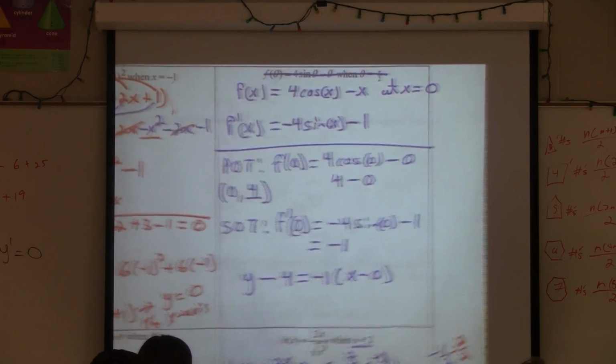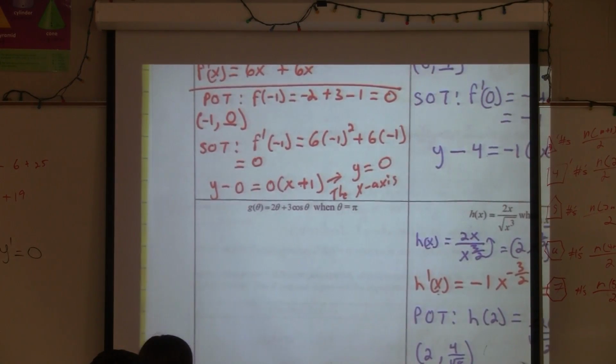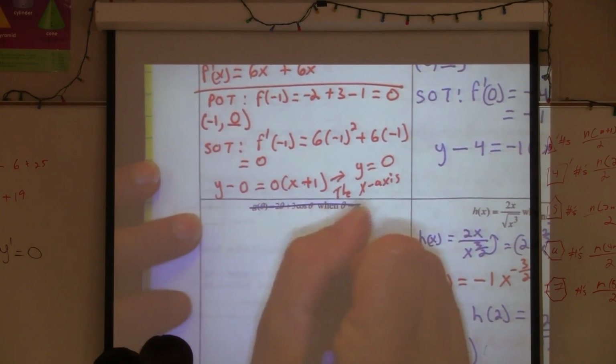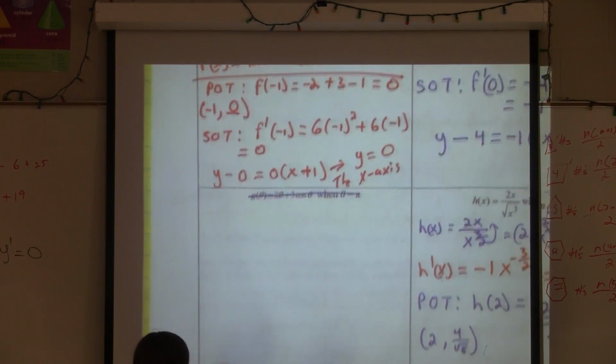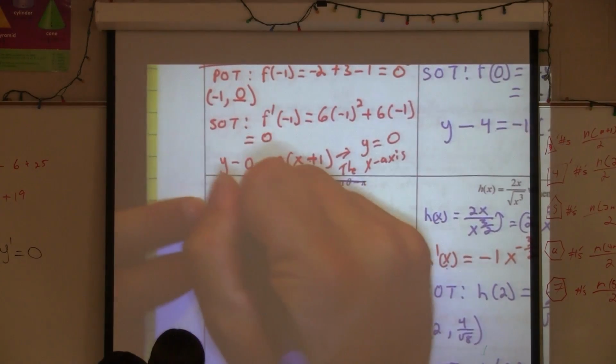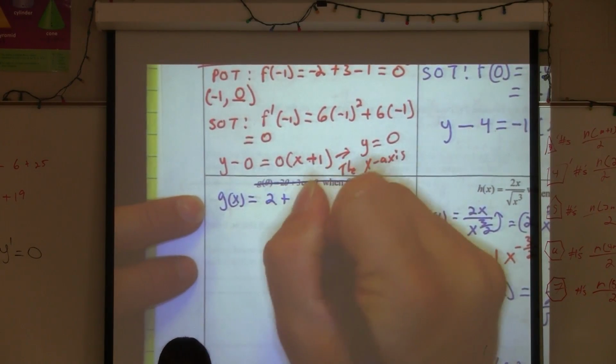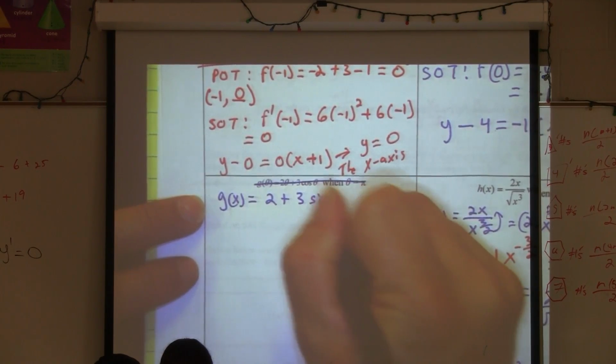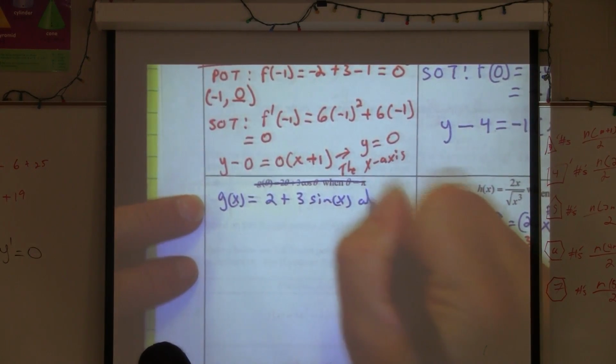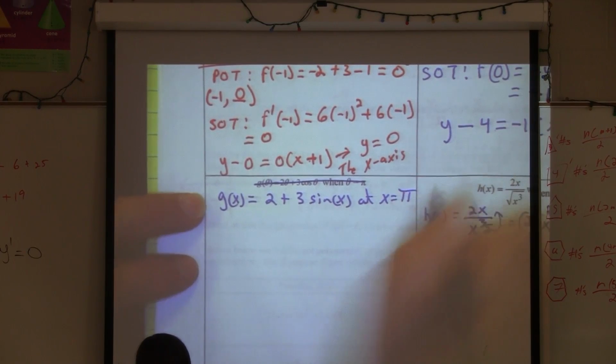Got it? Try another one? Okay, but we're not going to do this one. Scratch it, please. And here's the new one, okay? G of x is equal to 2 plus 3 sine of x at x equals pi.